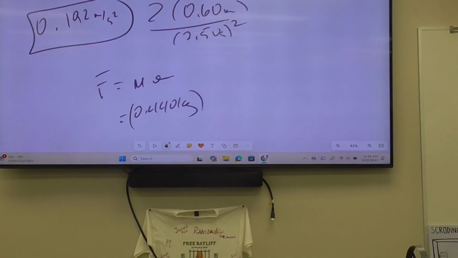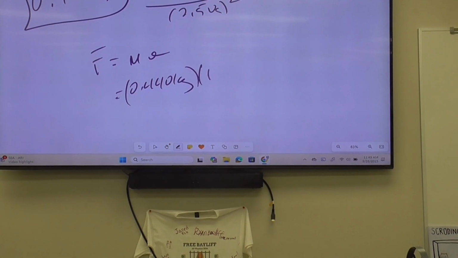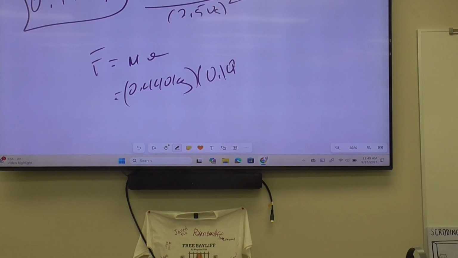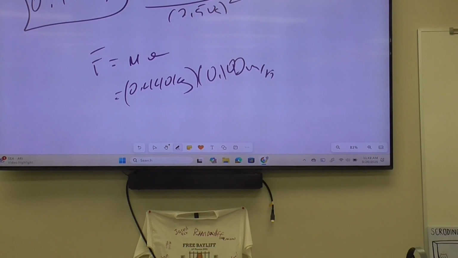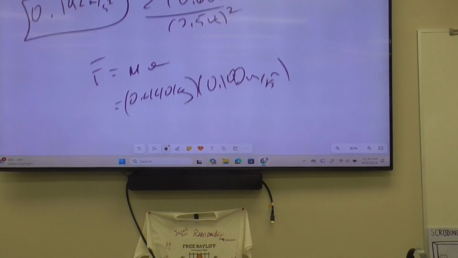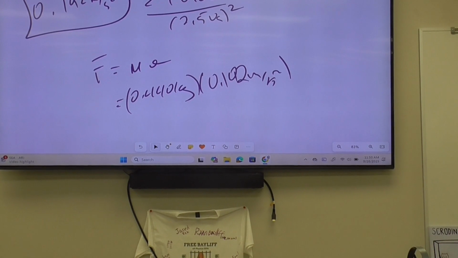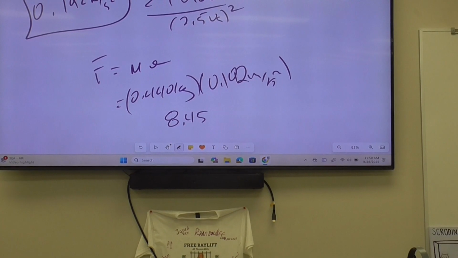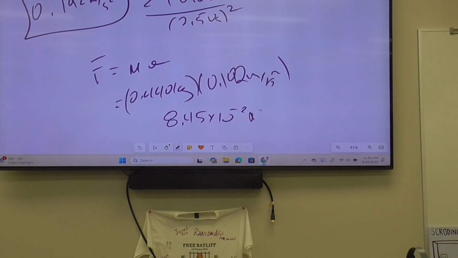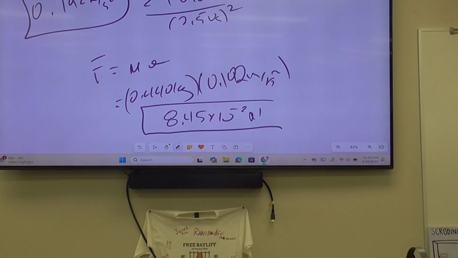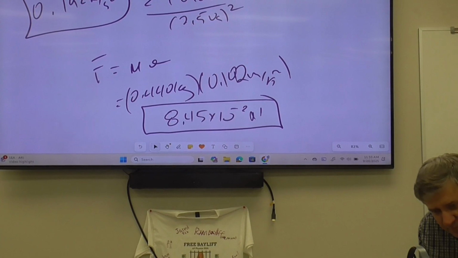And the acceleration we just found to be 0.192 meters per second squared. So somebody, Jackson, take 0.44 times 0.192. That's a 2.8.45 times 10 to the negative second newtons. Is that much of a force? No, not at all. Not much of a force.